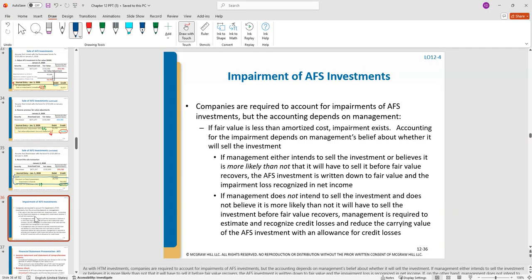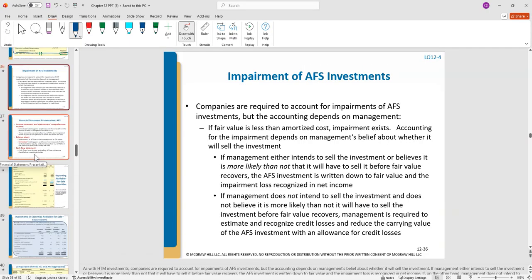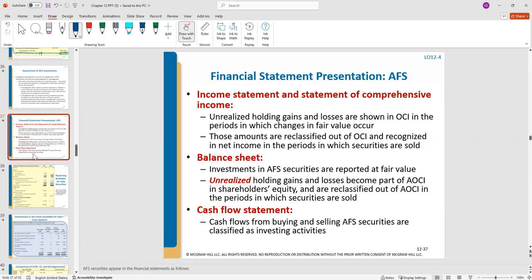You can look at impairment for there, not that big of a deal, more concerned with the basics. So again, on the income statement, unrealized gains and losses are in OCI.